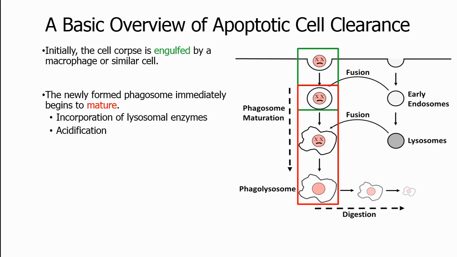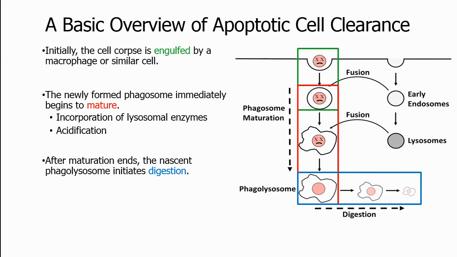And this newly formed phagosome immediately begins to mature. So you have incorporation of lysosomal enzymes and gradual acidification. And this is basically aided by the fusion of early endosomes and lysosomes to the phagosome. And eventually, once you get these lysosomes fusing to the phagosome, you form something known as a phagolysosome, which essentially initiates digestion. And you actually see a shrinking of the phagosome as the cell corpse is degraded.